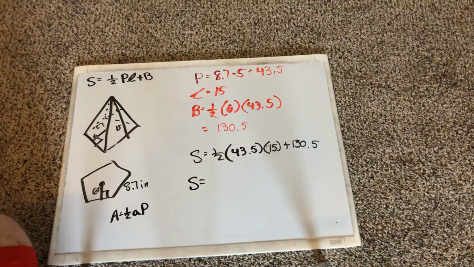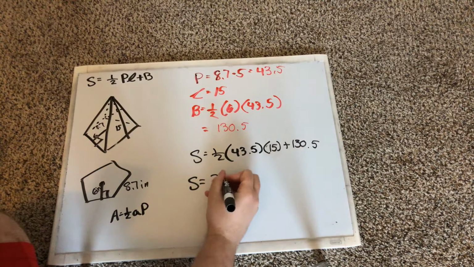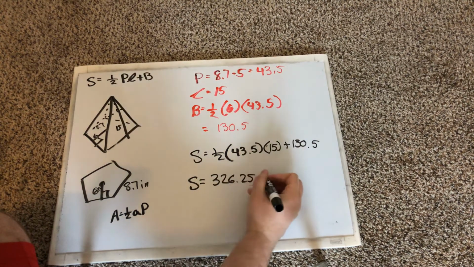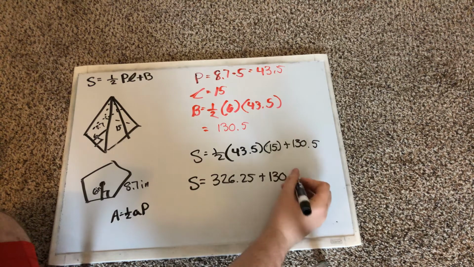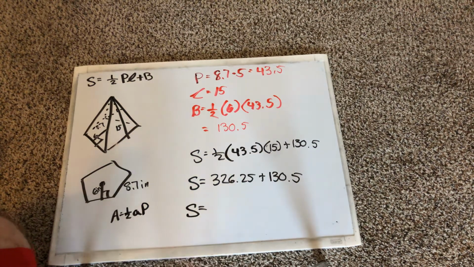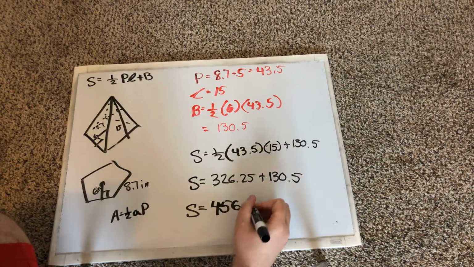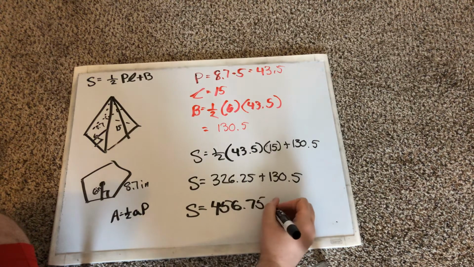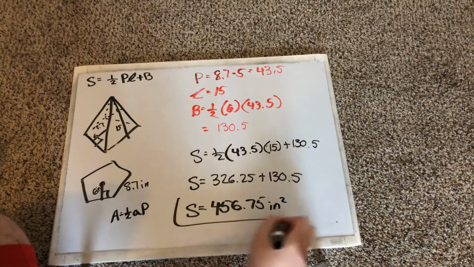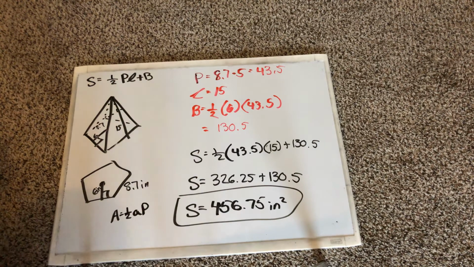So let's see. We got 43.5 times 15. Divide that by 2. 326.25 plus the 130.5. If we add those together, 456.75 inches squared. So not terrible at all.